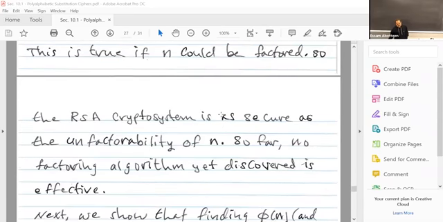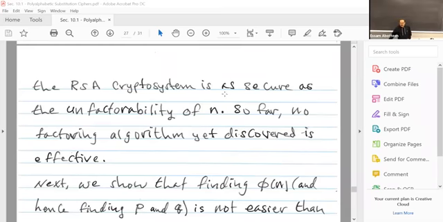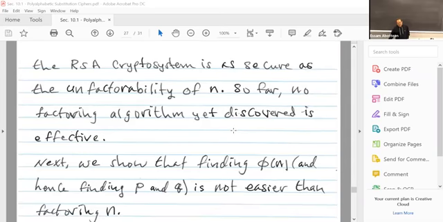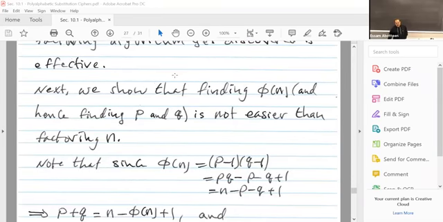So here it is. Now we're going to see that the RSA cryptosystem is as secure as the factorability of N. So far, no effective factoring algorithm has been discovered. Next, we're going to show that finding phi of N, which is actually the key if we know the factoring of N, is not easier than factoring N. It means it's the same difficulty as obtaining the value of Euler's phi on N. We know that if we know the factors, then we know what phi of N is. But assume we don't know the factors, is there another way we can find phi of N without knowing its factors?